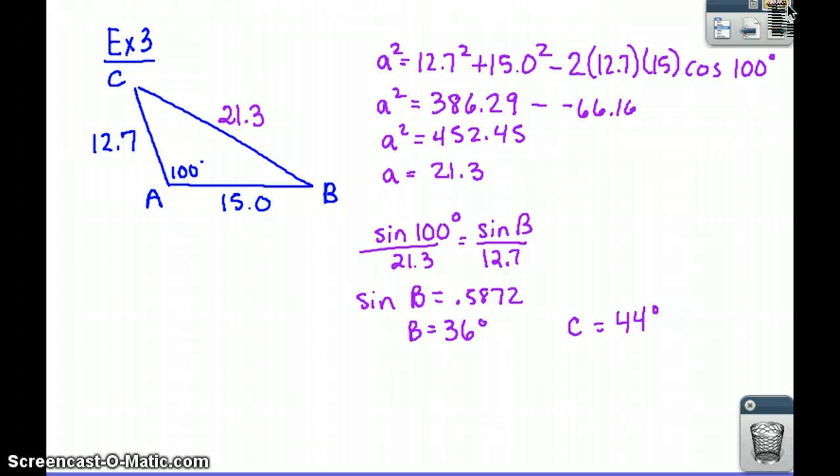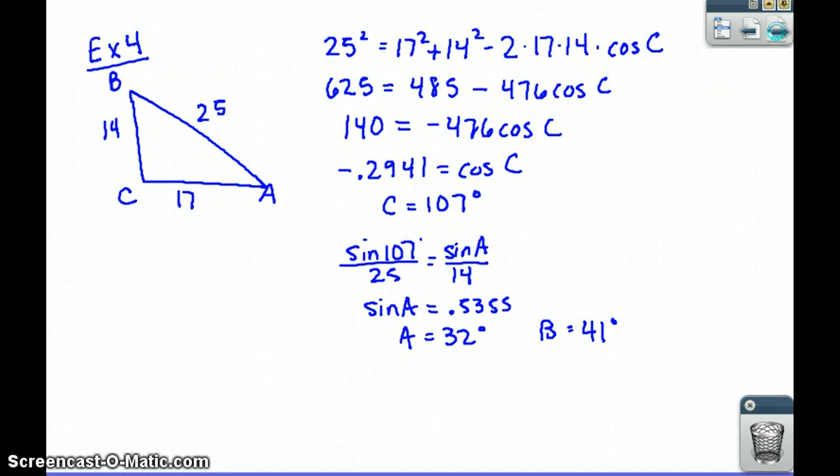Let's take a look at example 4. Example 4 was side, side, side. I could have found any angle first. I chose to find C first using law of cosines, and when I did that I got C as 107. The other two angles were acute, so it didn't matter which one I solved for using law of sines. 32 was A, 41 B.